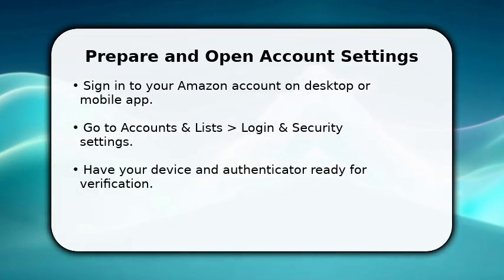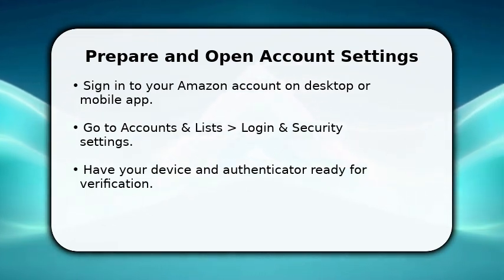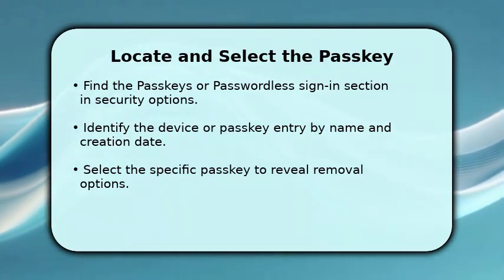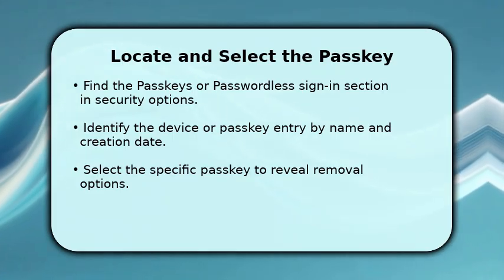Now that you're in Login and Security and verified, proceed to view saved sign-in methods to locate the passkey. Once inside the passkeys area, scan the list to find the correct entry. Names usually show device type and date, so you avoid deleting the wrong one.